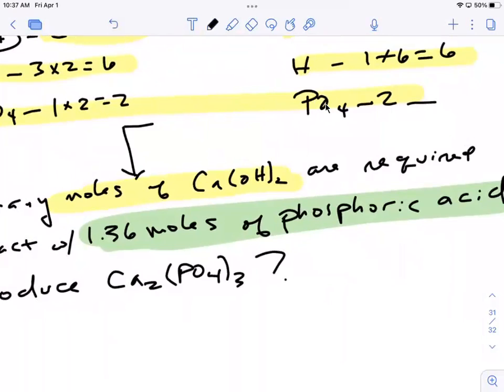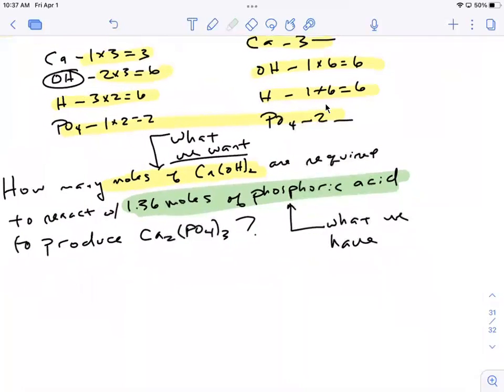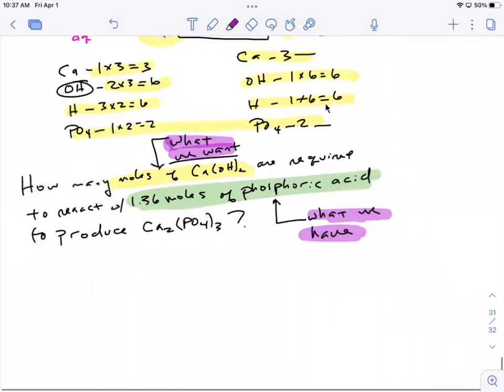Three. This is what we want. This is what we have. And we just need a conversion factor to go from what we want to what we have, and that's it. So this is what we want, this is what we have. So we need to convert what we have into what we want.